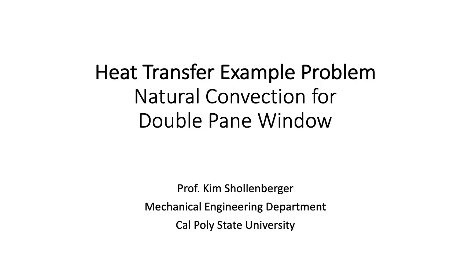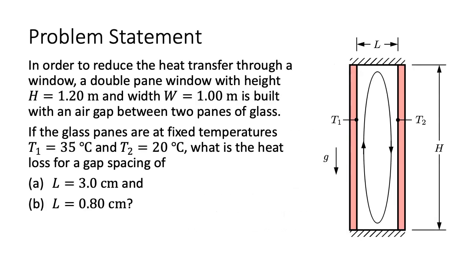Heat transfer example problem, natural convection for a double pane window. In order to reduce the heat transfer through a window, a double pane window with height of 1.2 meters and width of 1 meter is built with an air gap between the two panes of glass. If the glass panes are at fixed temperatures of 35 degrees Celsius and 20 degrees Celsius, what is the heat loss for a gap spacing of 3 centimeters for part A and 0.8 centimeters for part B?